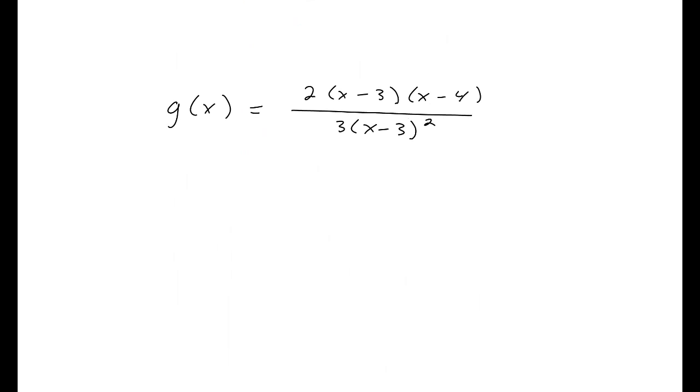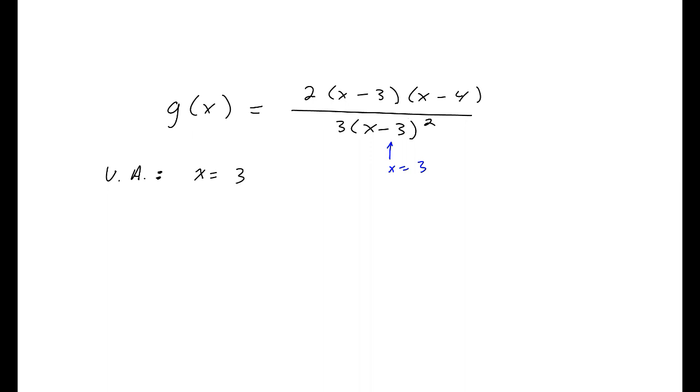All right, so for my next function, I want to look at a rational function. G of x equals 2 times x minus 3 times x minus 4, all over 3 times x minus 3 squared. One thing I want to observe first is a vertical asymptote. This is a rational function because I have a ratio of two functions. And my vertical asymptote occurs where the denominator is 0. The denominator here will be 0 when x equals 3. My function is undefined at x equals 3.